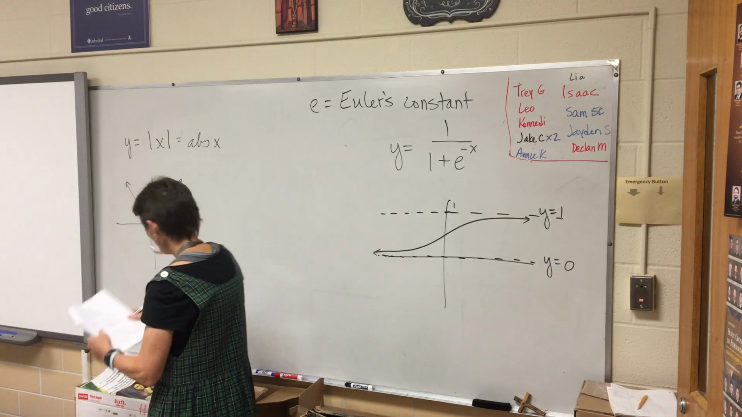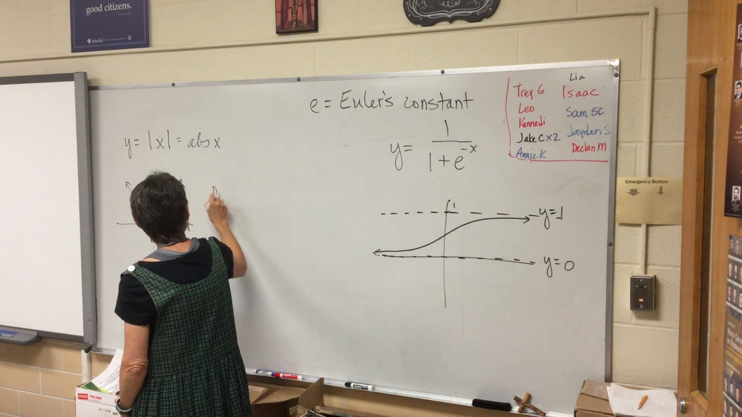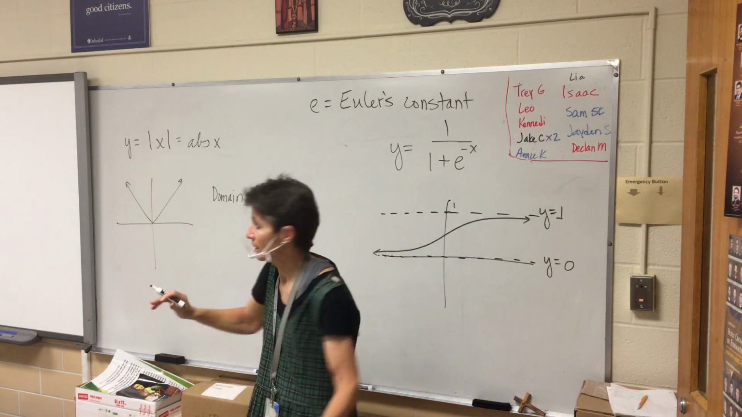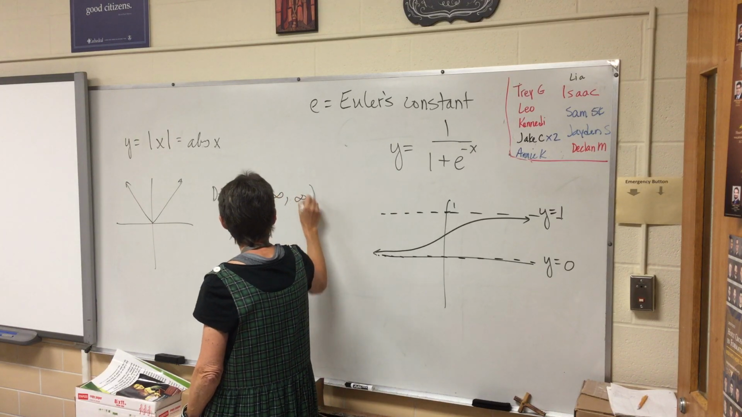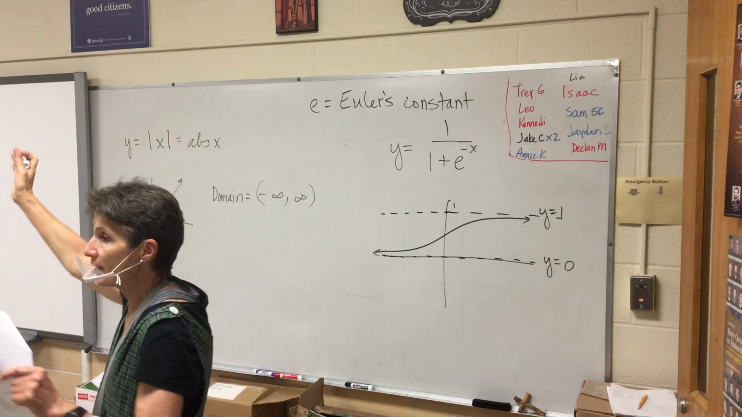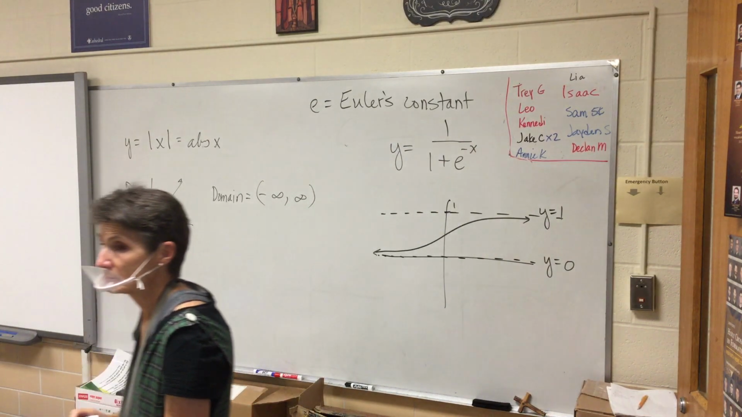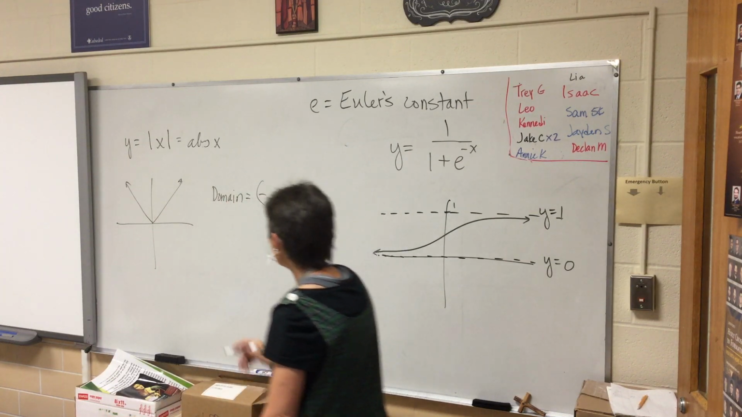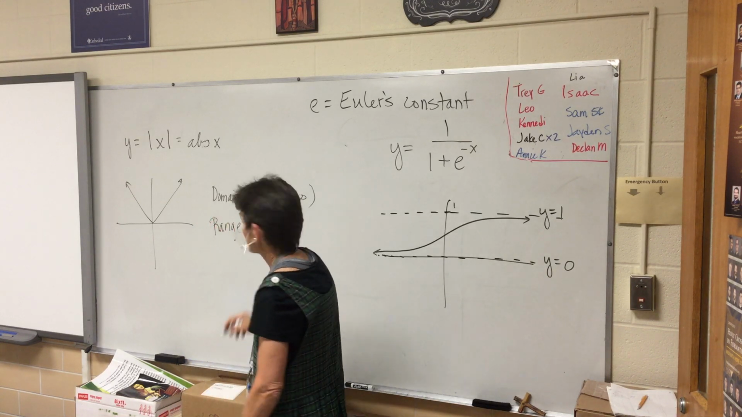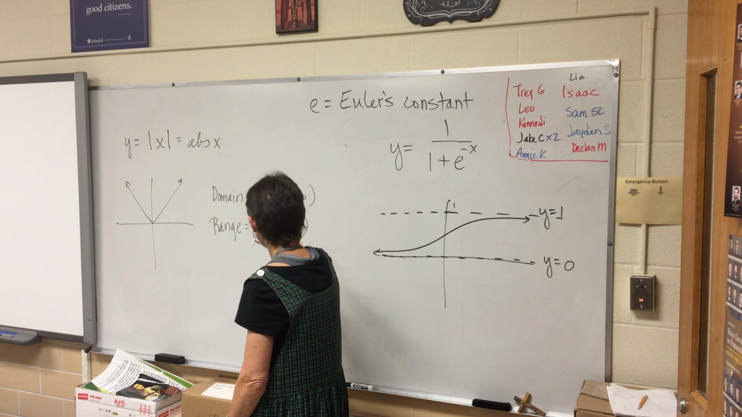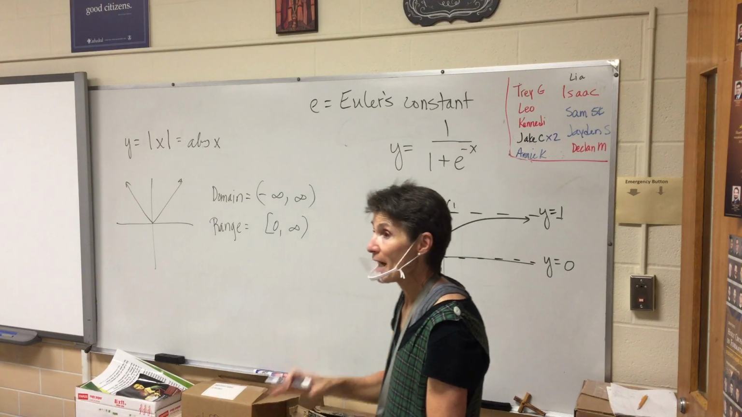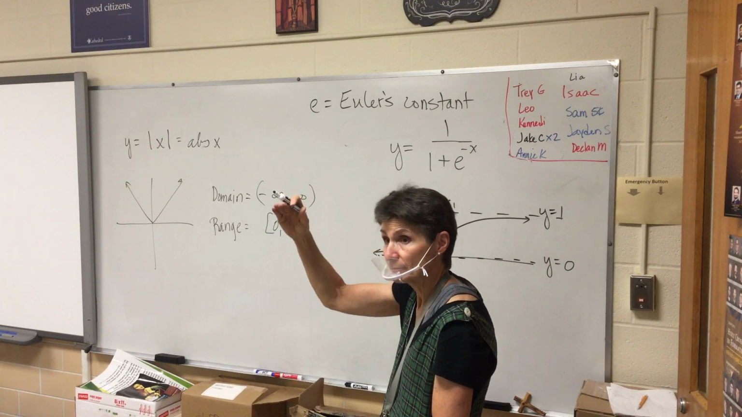Okay? So the first question is a domain. What's the domain? All real numbers. So negative infinity to infinity. There are no breaks in that. X goes forever to the right and forever to the left. No breaks. What about range, though? Y is greater than or equal to 0. So 0 to infinity. Y is greater than or equal to 0. Every part of that picture is at 0 or higher.